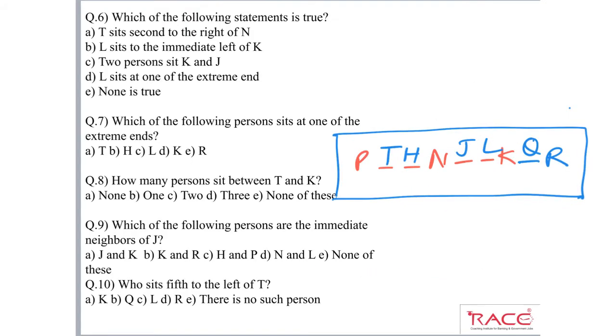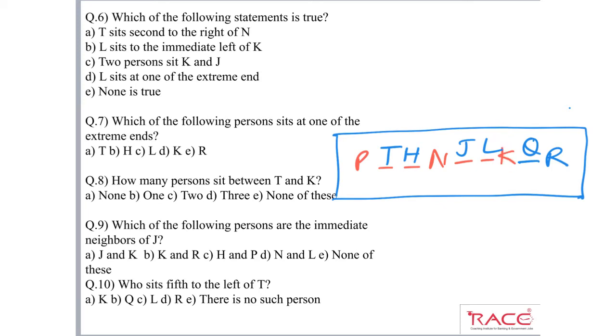So here we have next 5 questions based on the given information. What is our first question? Which of the following statements is true? So they have given 4 statements in fact. So T sits second to the right of N. So here T, it is left to N. So first statement is wrong. Second, L sits to immediate left of K. Here we can see L is immediate left of K.